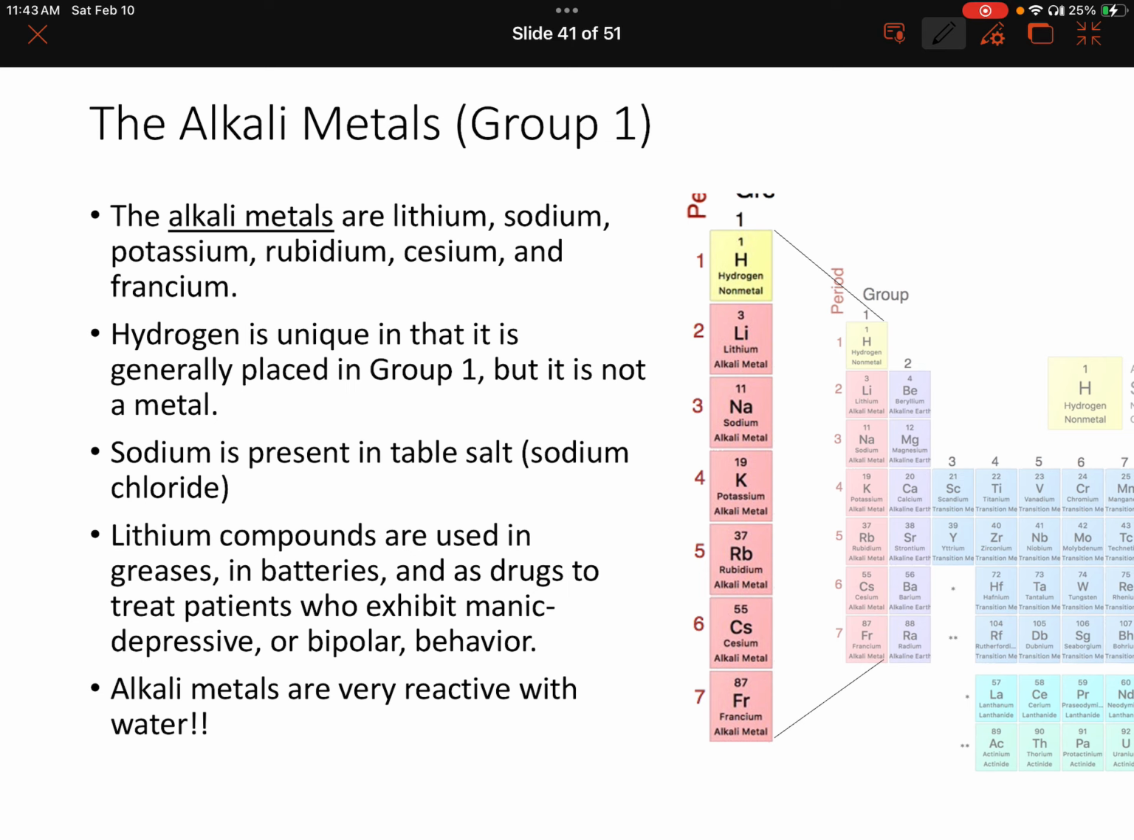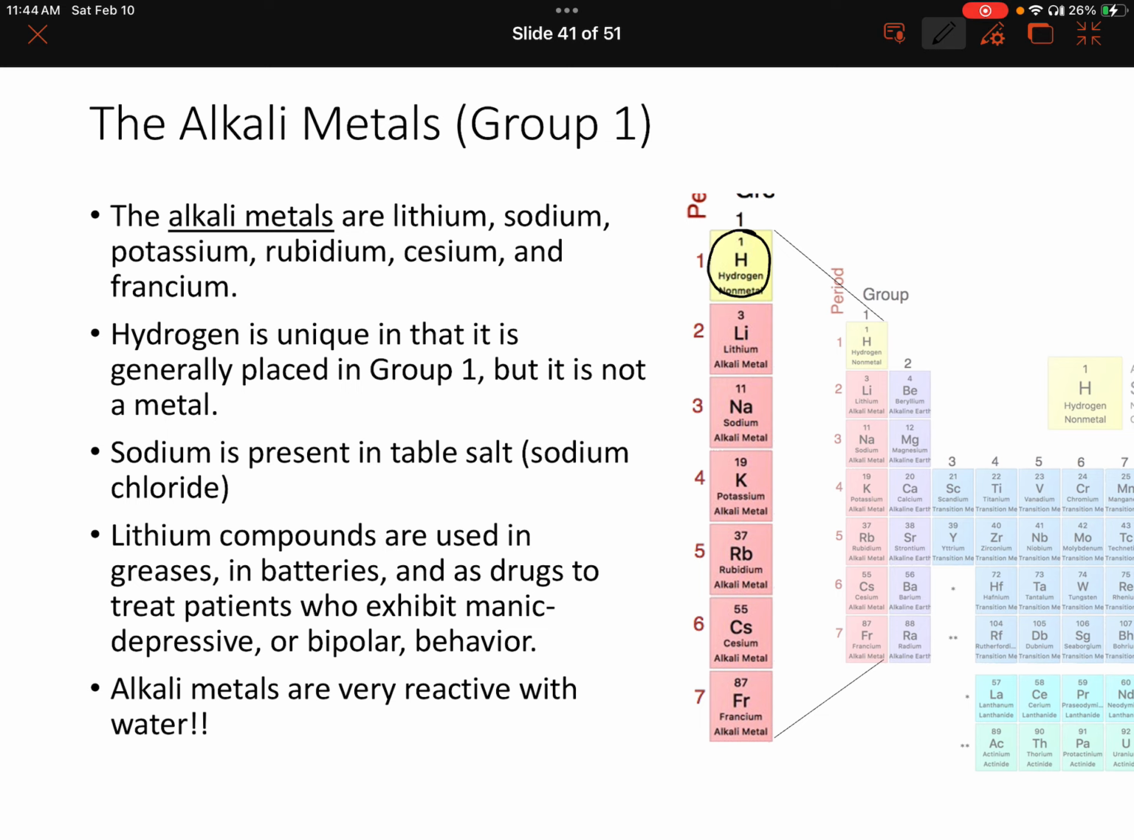Again, the alkali metals in group 1 are lithium, sodium, potassium, rubidium, cesium, and francium. Remember, hydrogen is not an alkali metal. It's actually a gas, but it's included in column 1 because it has the same number of valence electrons as the other elements in column 1 or group 1.